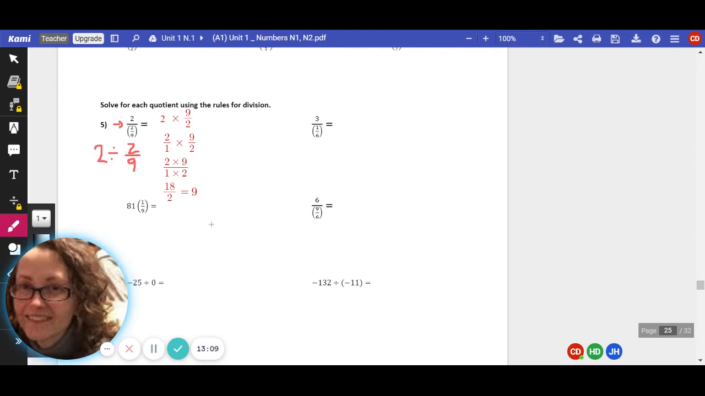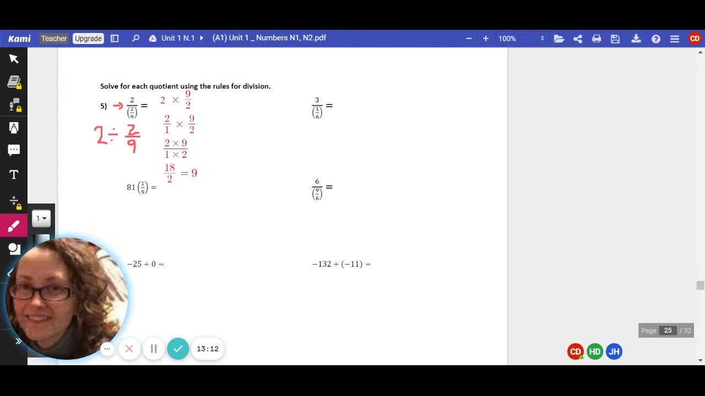For question 5, we are going to start the same as problem 4 with keep, change, flip, but this time we are going to solve. Looking at the first question, let's rewrite this in one line as 2 divided by 2 over 9, using this fraction bar as my division. Remember in Rule 1, that was one of the ways that we represent division is by our fraction. So 2 divided by 2/9.